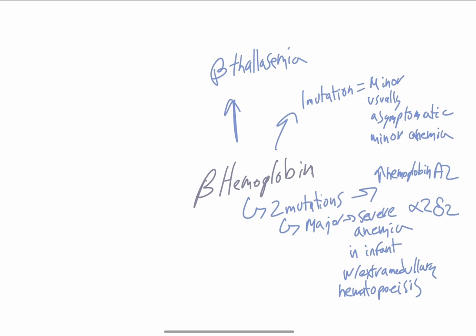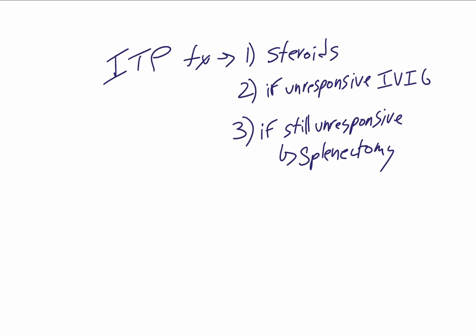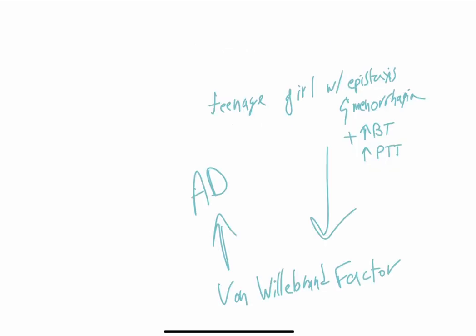Now, popping back over to ITP for a moment, just understand that the first line treatment is steroids. If the patient is unresponsive to steroids, you give IVIG. And if they are still unresponsive, then you do a splenectomy. Now, moving on to von Willebrand disease. This is inherited via autosomal dominant pattern. This presents in a teenage girl with epistaxis and menorrhagia. You'll see an elevated bleeding time and PTT. Just know that for USMLE, if you know the inheritance patterns, that will make your life easier. Because, for example, if they give you a girl with a bleeding disorder, you can immediately rule out hemophilia A or B because they are X-linked recessive.